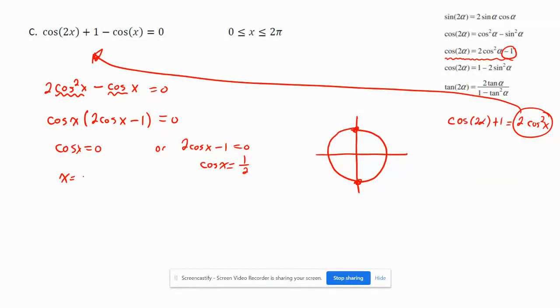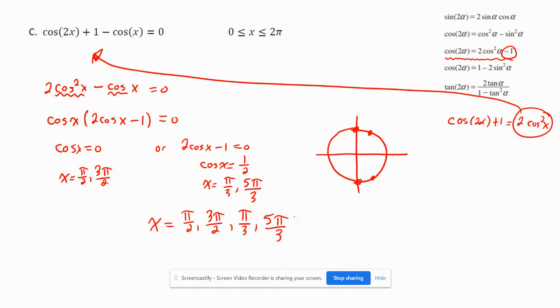For this one, we have x equals pi over 2 and 3 pi over 2. Cos equals 1/2 happens here and here, and that's at x equals pi over 3 and 5 pi over 3. So our 4 solutions are going to be, so here's our 4 solutions for x over here.